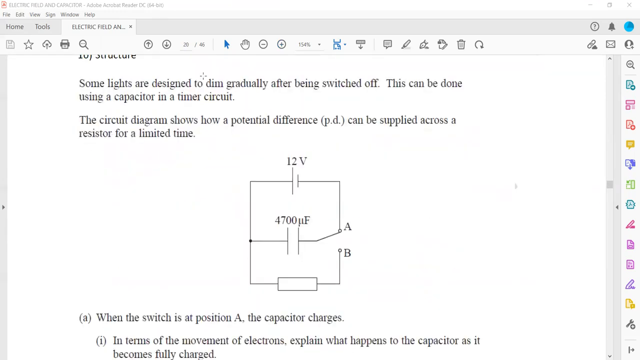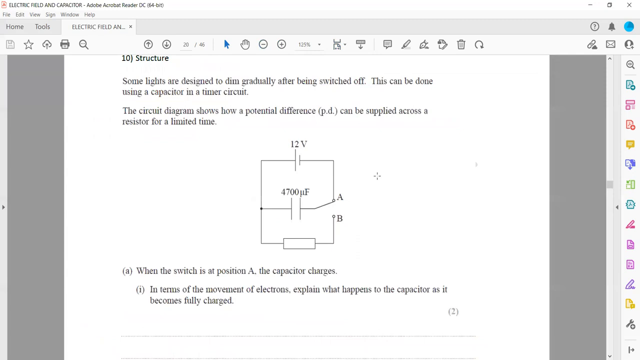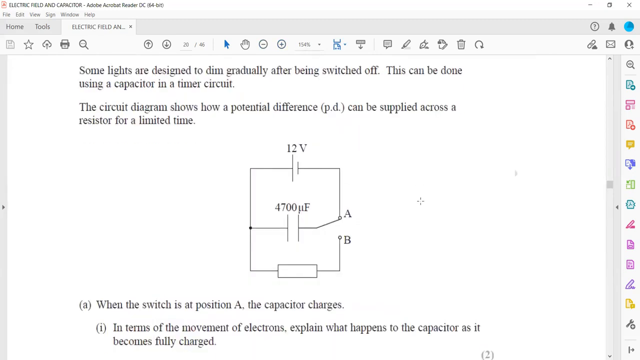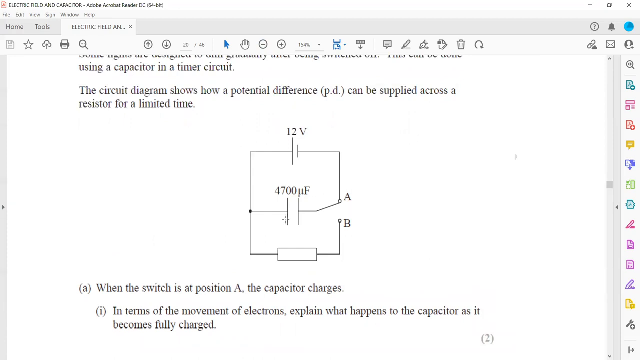In question 10, some lights are designed to dim gradually after being switched off. This can be done by using a capacitor because capacitors take time to discharge. As a result, the component can operate for a period of time depending on the discharge resistance. The circuit diagram shows how a potential difference can be supplied across the resistor for a limited time. When the switch is at position A, the capacitor charges. In terms of movement of electrons, explain what happens to the capacitor as it becomes fully charged.